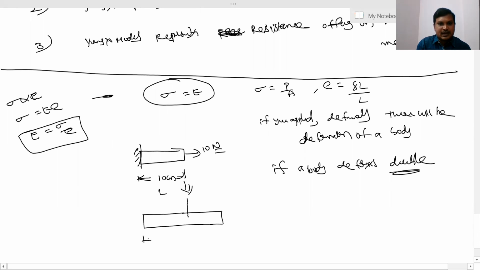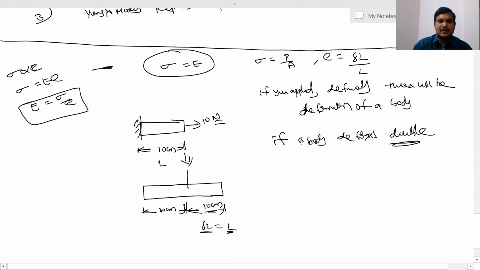So initially this is 10 centimeter. Now the deformation, this delta L, is also the same as L. This means 10 centimeter. Double means whatever initial length is there, that same amount of deformation takes place, and delta L is the same as L. So when the material deforms double, what happened? Strain is equal to delta L by L. Delta L is 10, L is also 10. So strain is 1.